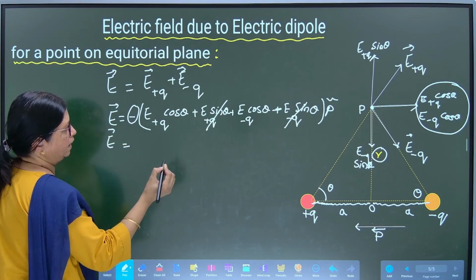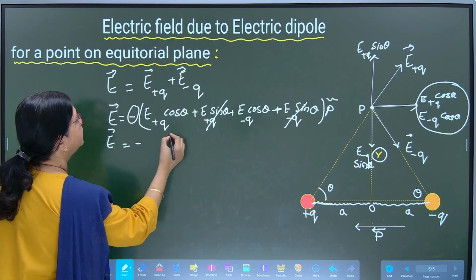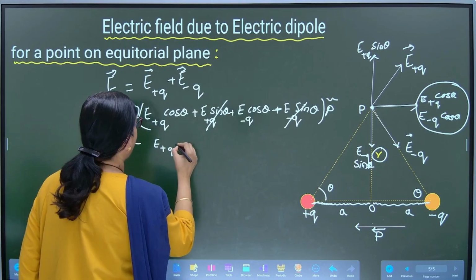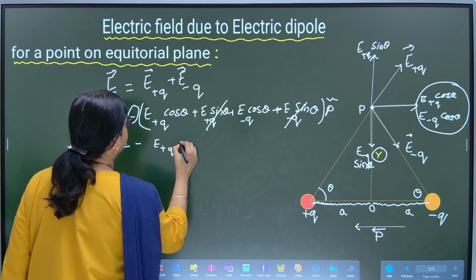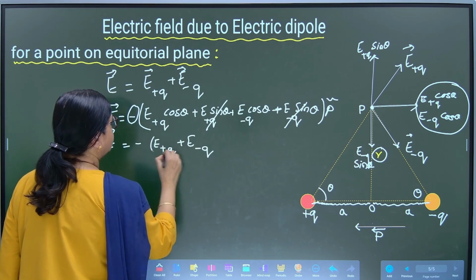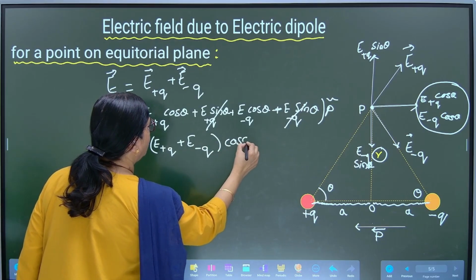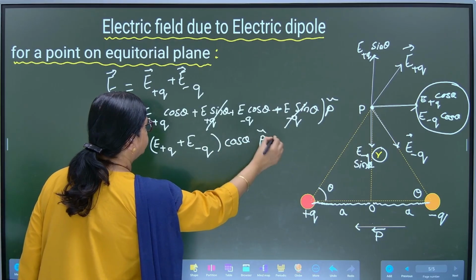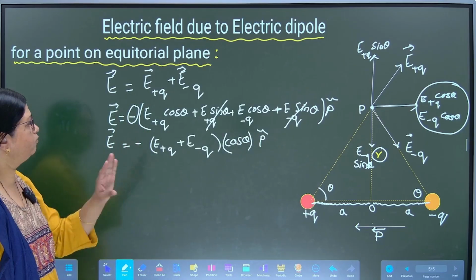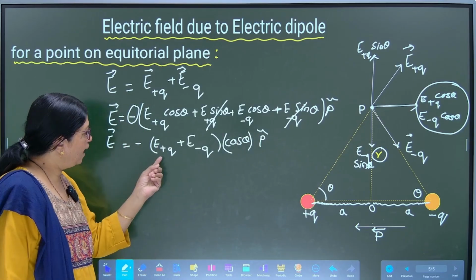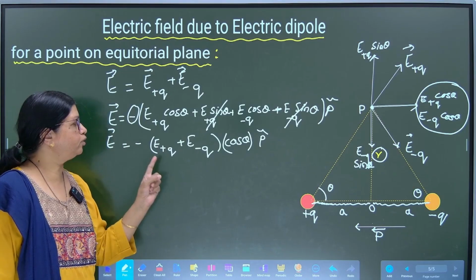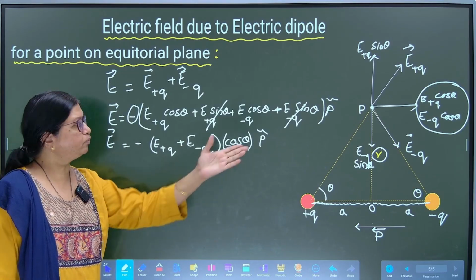E is equal to negative, I have outside, then I have E plus Q, I can take cos theta common, and E negative Q, taking cos theta common, and then I write P cap. I can as well write cos theta inside also, 2 times. That also can be done. Whatever is convenient to you, that you do. But now we will find out the magnitude of E plus Q and E minus Q from the diagram.